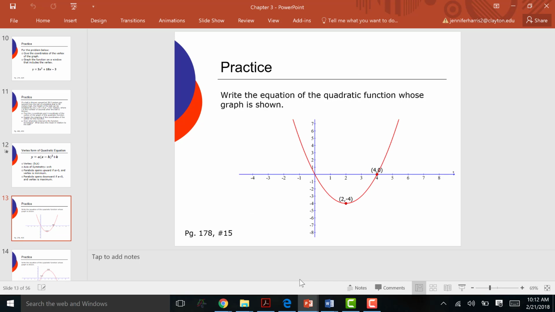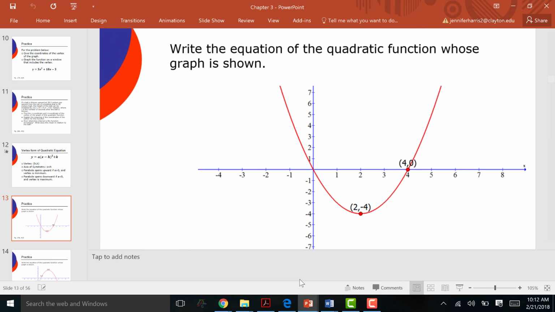Alrighty, so let's look at an example. Here we go. You have a curve, that's a graph. It says write the equation of the quadratic function shown in the graph. What's the vertex form of an equation that we just saw on the screen? y equals a parentheses x minus h parentheses squared plus k. So this is what you're looking for.